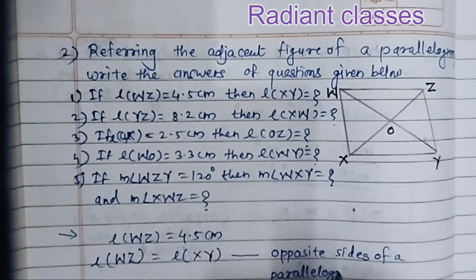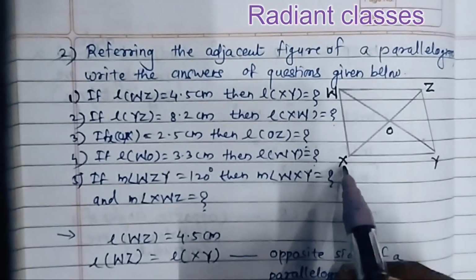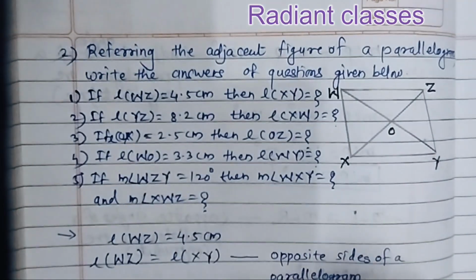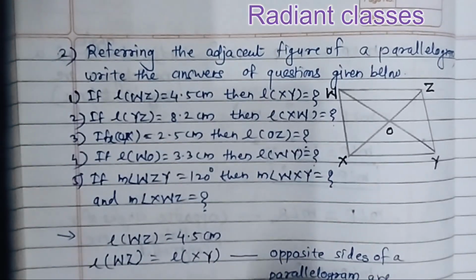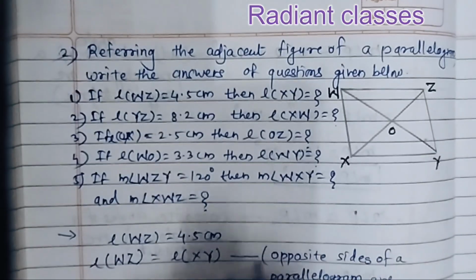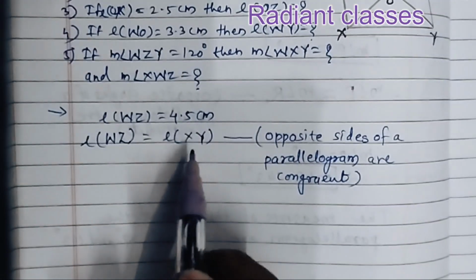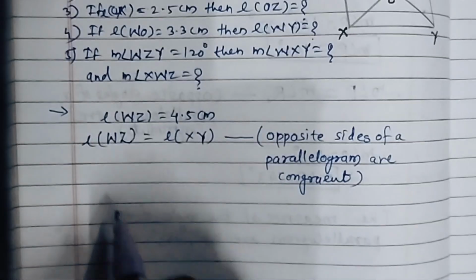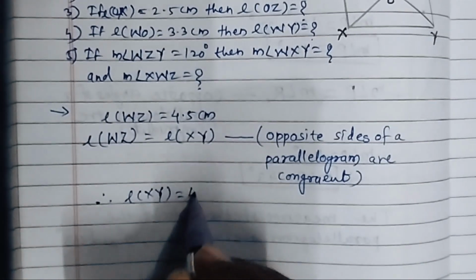This is the property of a parallelogram. Opposite side of WZ, what is it? XY. And the opposite side of WX is ZY. Both are congruent, meaning they are equal. So we know that WZ is 4.5 cm. So XY is equal to it, that is congruent. So what will the value of XY also be? 4.5 cm.